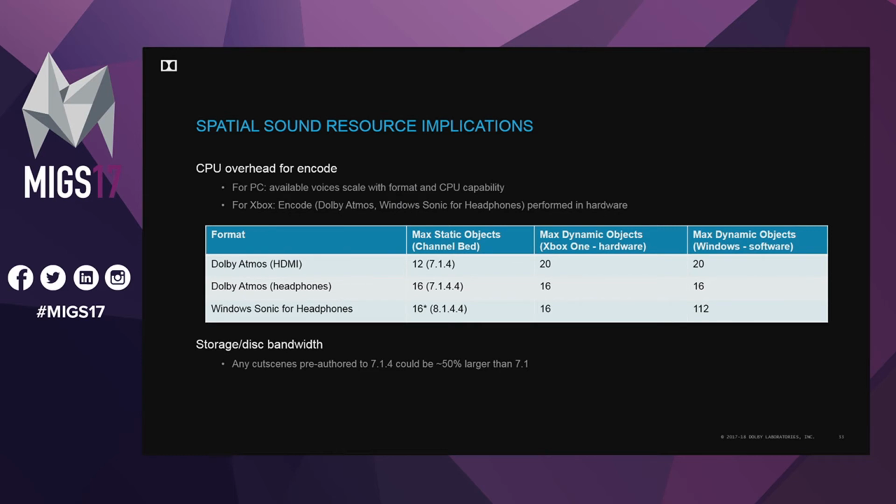We should talk about cost. Good news is on Xbox, everything happens in the hardware, so it comes for free, so no real CPU cost there. On the PC, the classic rules apply. You don't know what CPU you're getting, so the number of voices available will scale based on how many cycles, how much CPU is free, and we'll just fetch objects back from dynamic to the bed until we have more objects available based on the CPU. It's a tricky world out there in Win32.